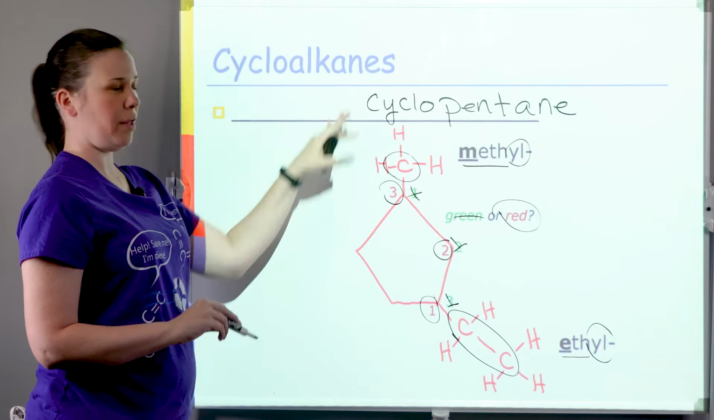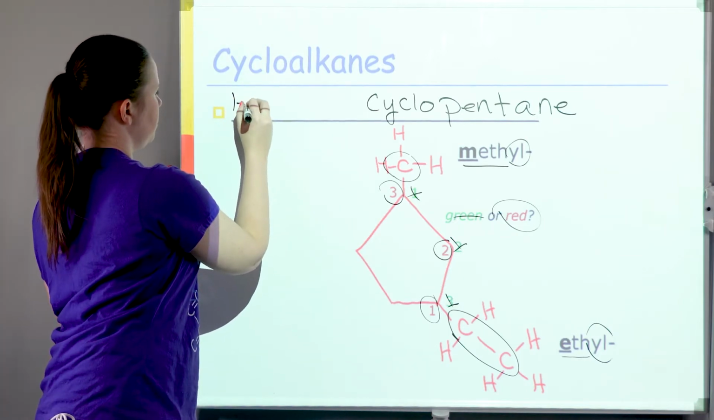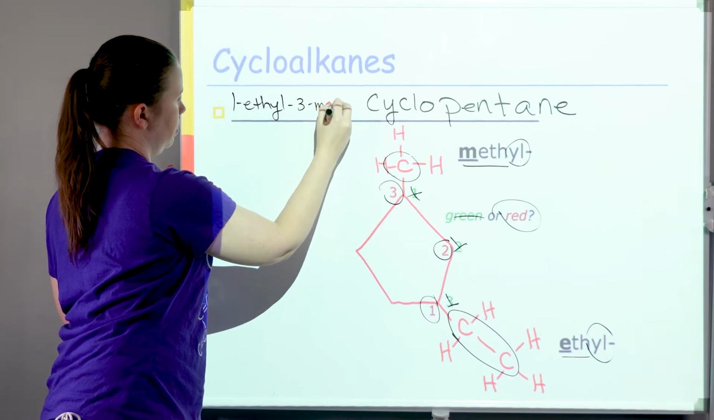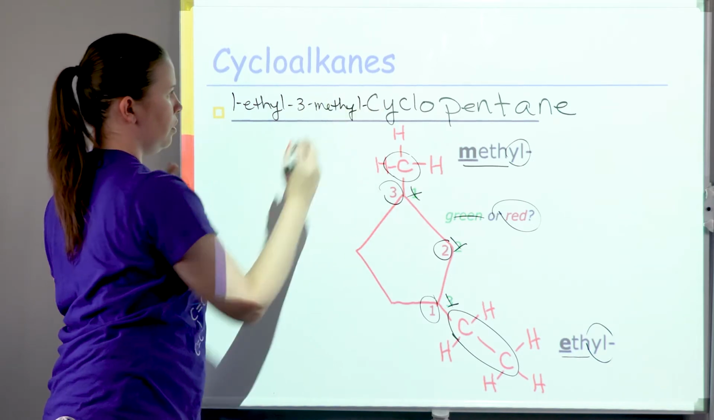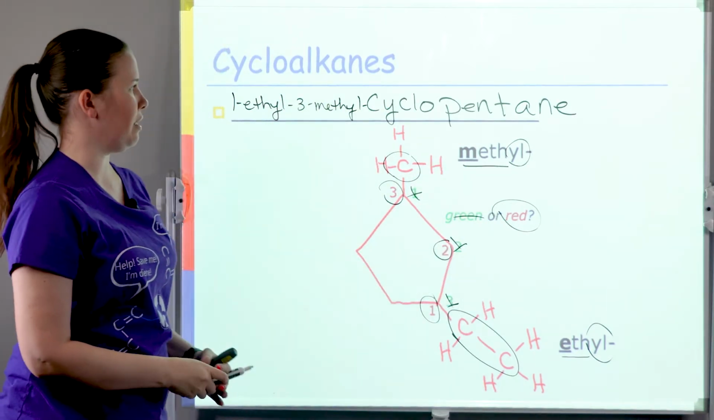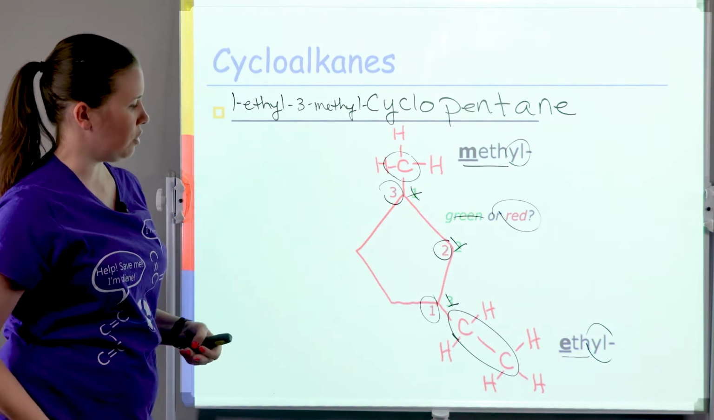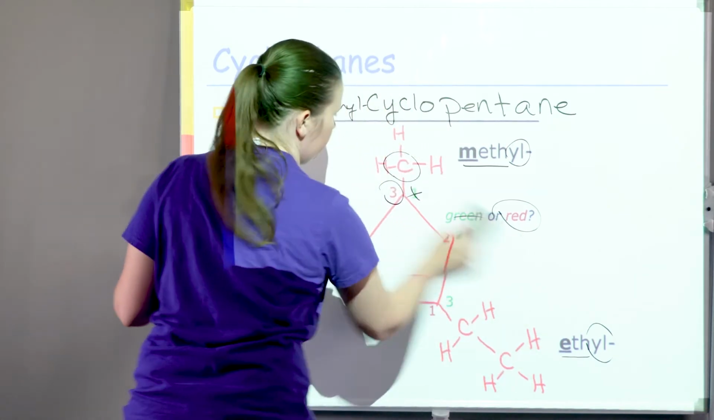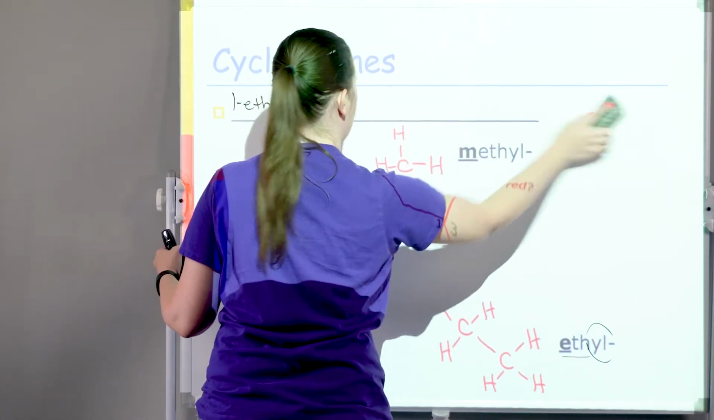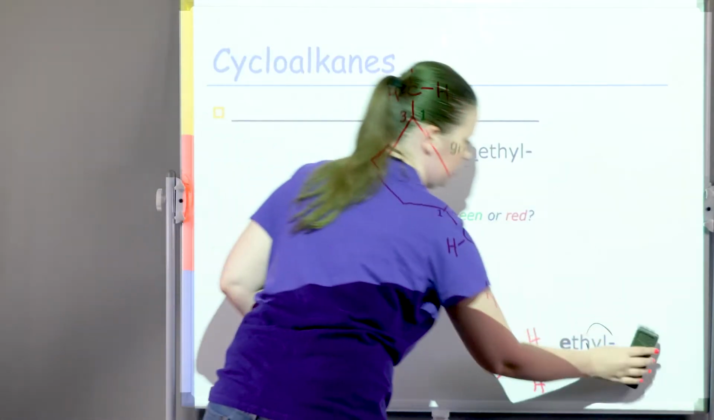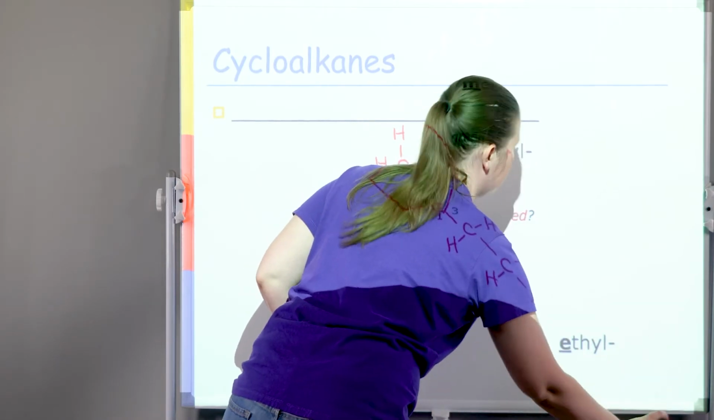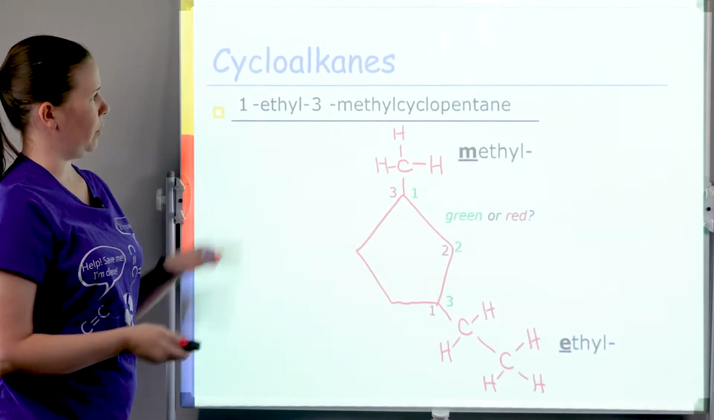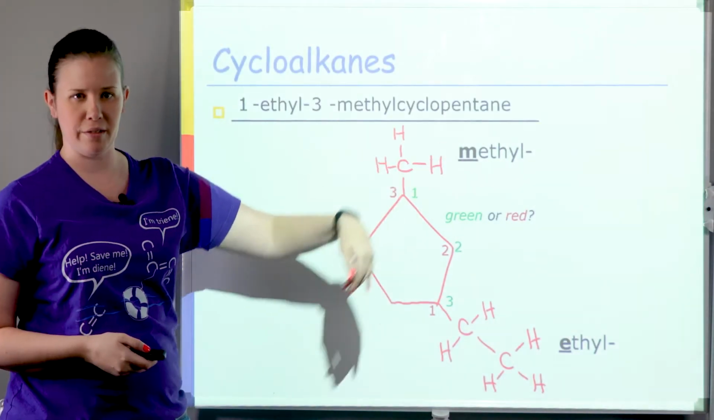So now we're just going to write all that in the front here. 1 ethyl, 3 methyl, cyclopentane. Still got that same base molecule. We just figured out our branches. Oh, sorry. There we go. 1 ethyl, 3 methyl, cyclopentane.